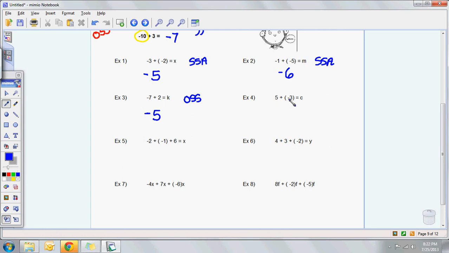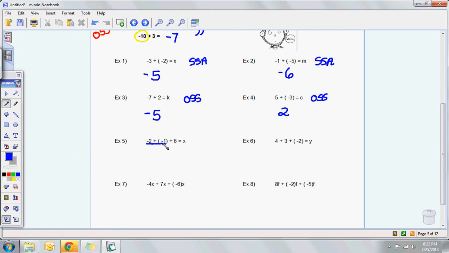Number 4, opposite signs again. So opposite signs subtract. 5 minus 3 is 2. Bigger number is positive, so I'm going to keep it positive. All right, then we get 3 numbers here. So I'm going to break it apart. I'm going to focus on this part first.